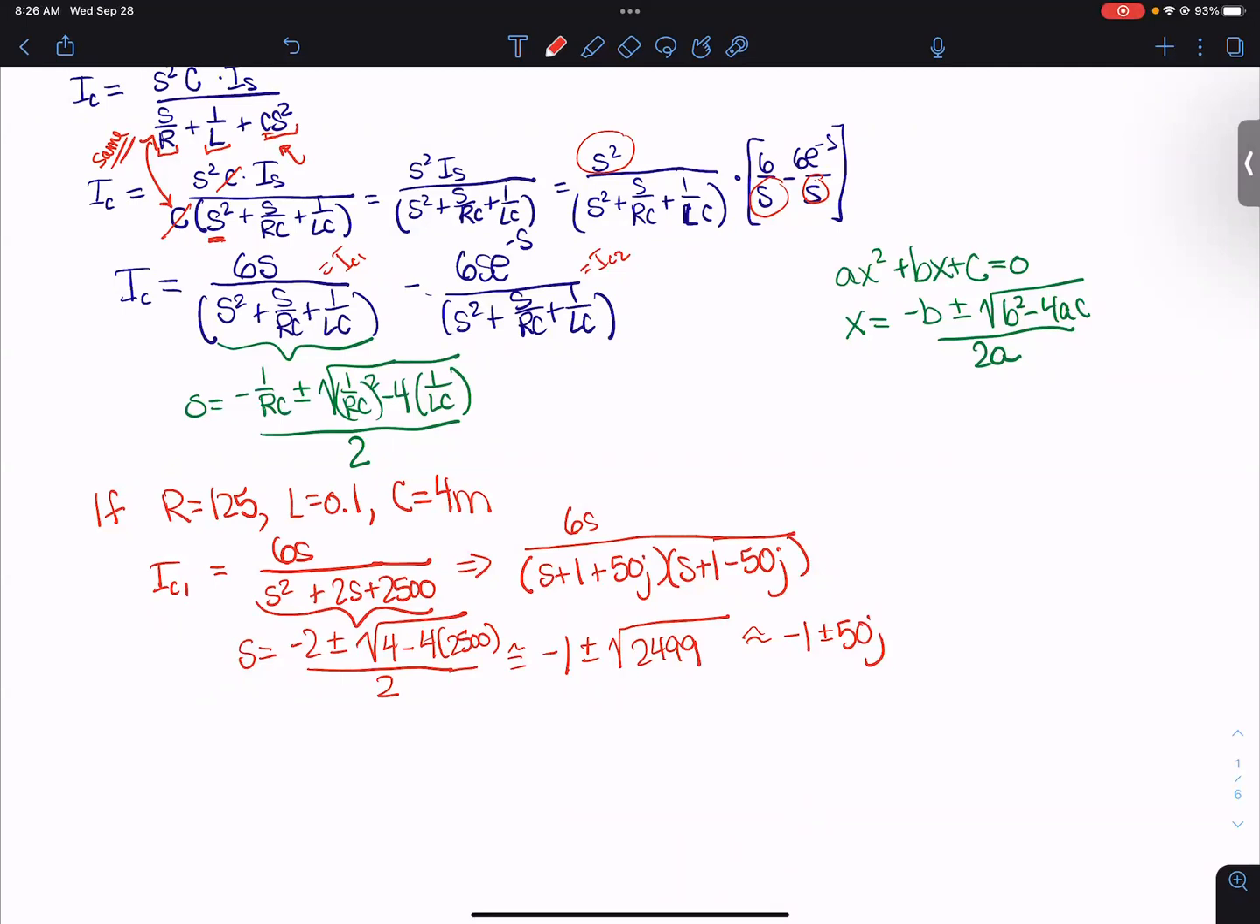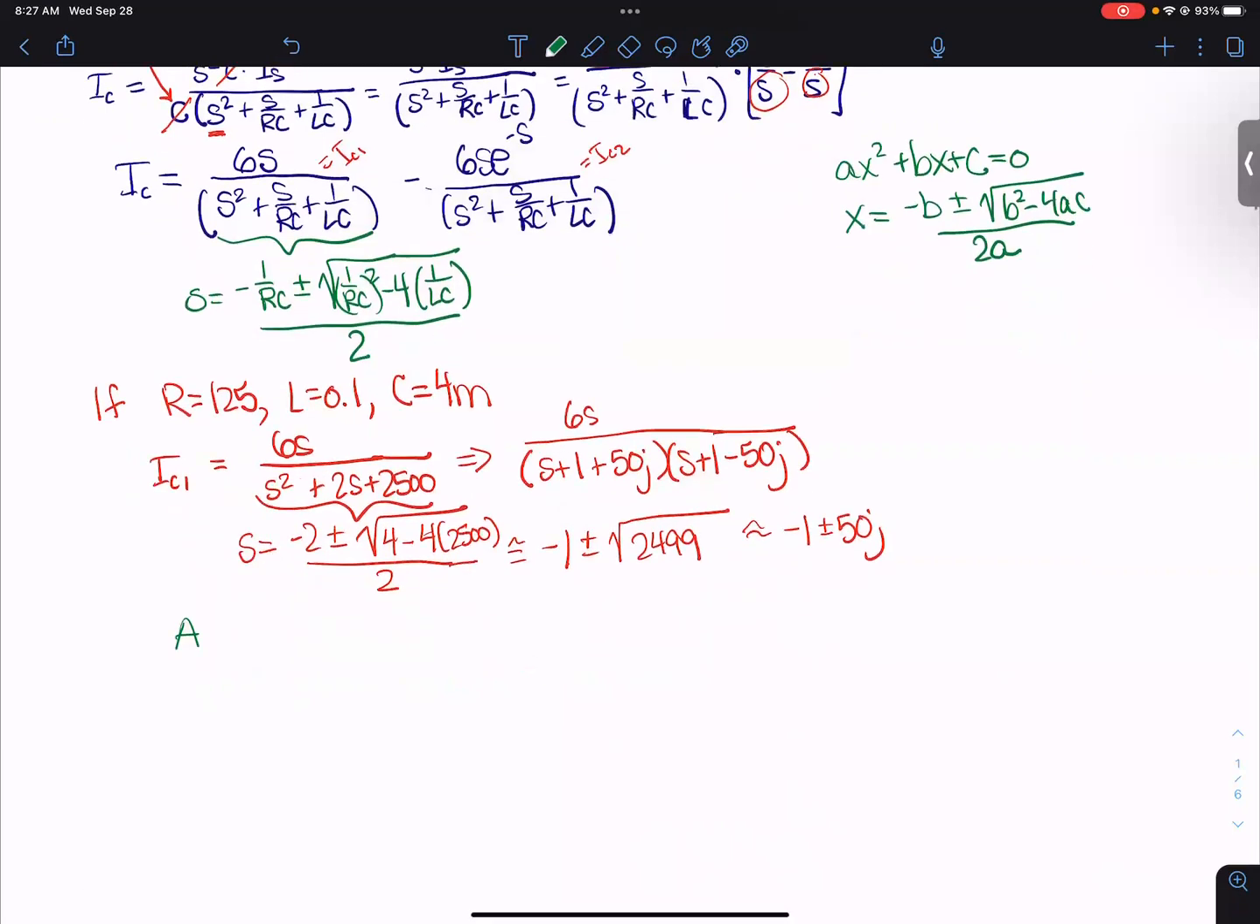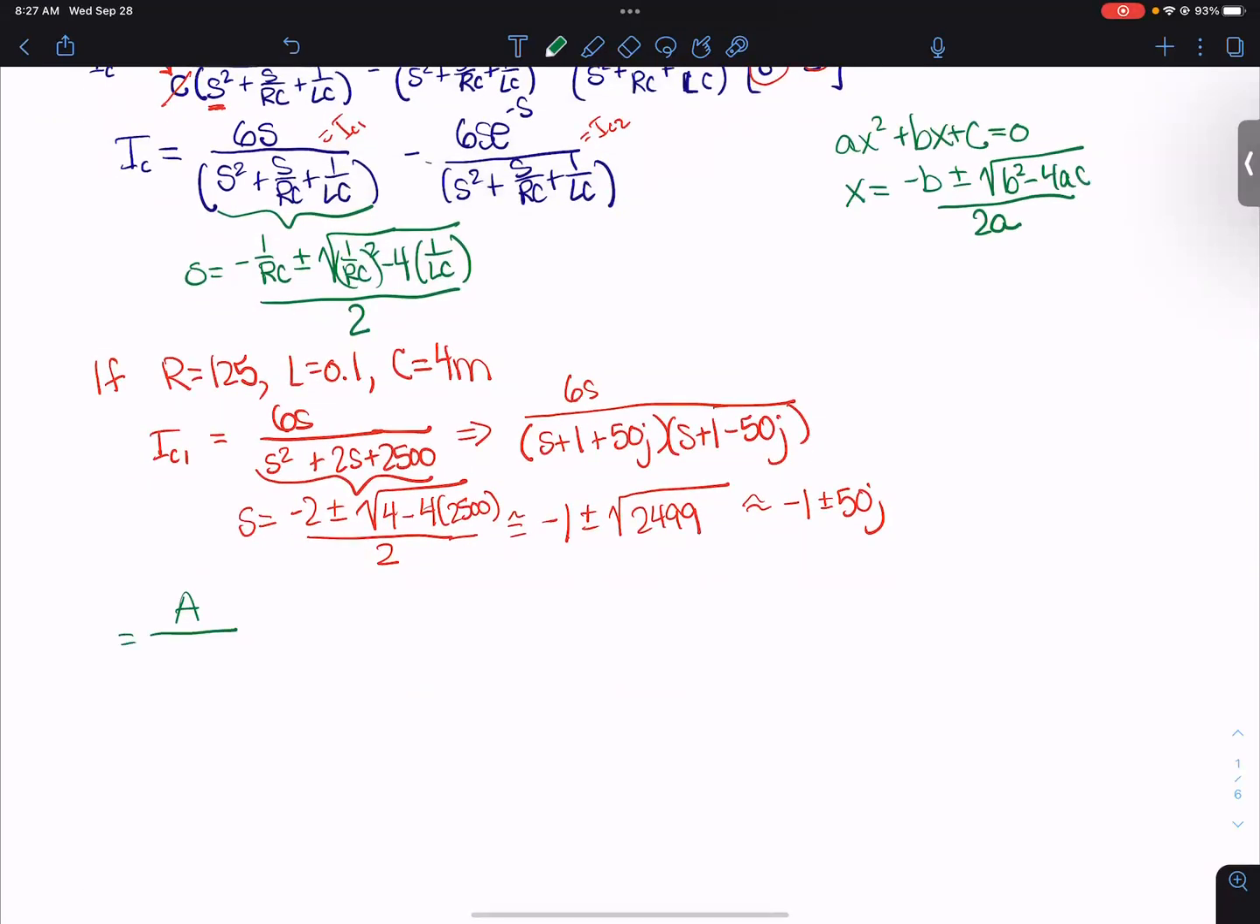So now that I have this, I'm going to do a partial fraction expansion to solve this. So what that means is I have some unknown variable, A over S plus 1 plus 50J plus B over S plus 1 plus 50J. Sorry, minus. Plus 1 minus 50J.